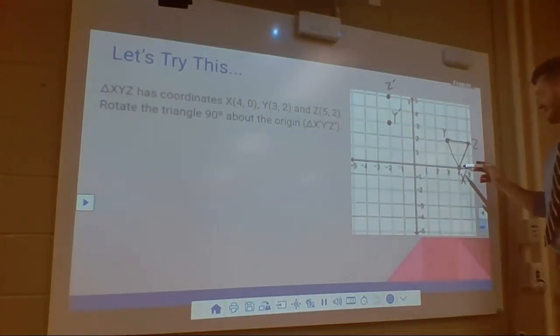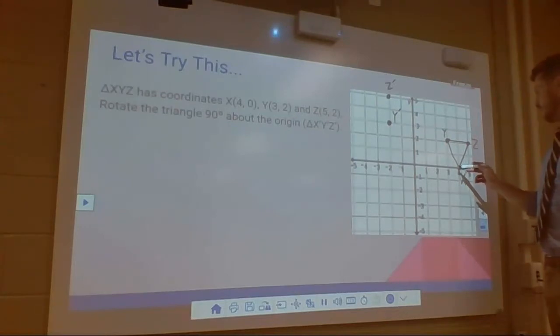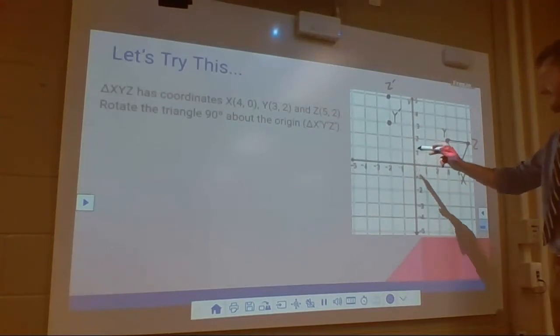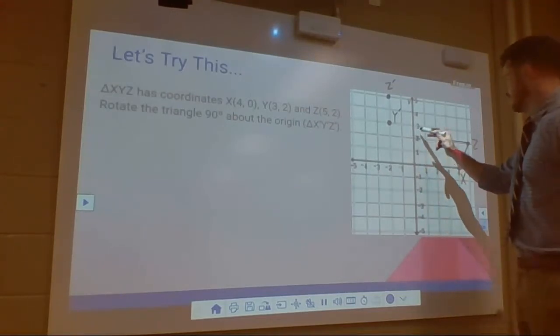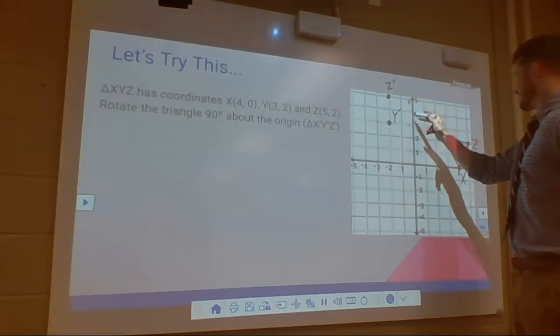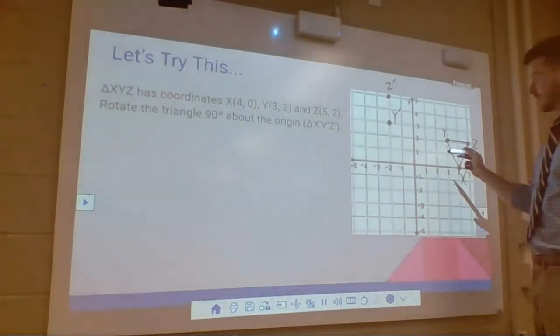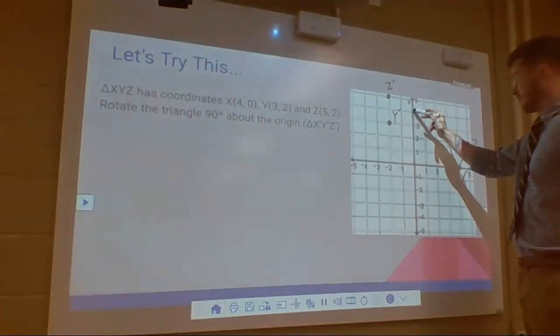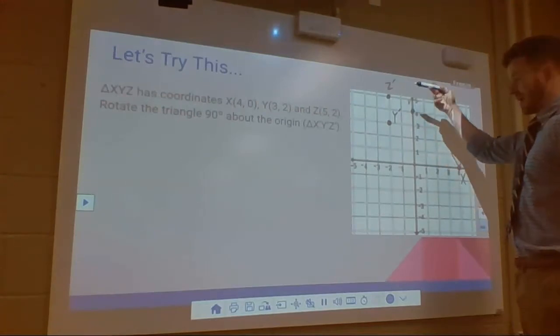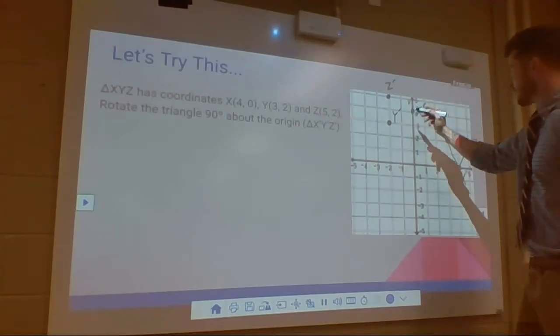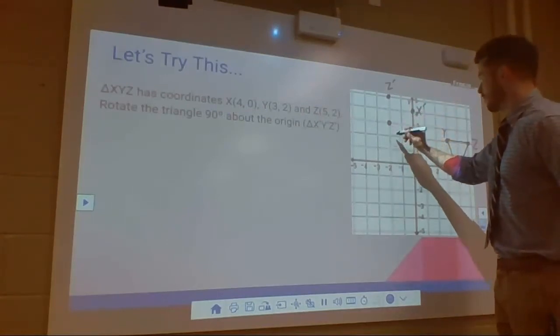Alright, now lastly, point X is 4 units away from the y-axis, and it's on the x-axis. It's 0 units away from the x-axis. So now it's going to be 4 units away from the x-axis. So 1, 2, 3, 4. And then 0 units away from the y-axis, because it was 0 units away from the x-axis here. So you're just basically swapping the axis, but keeping the distance the same. All right, so we have, let me write y prime right here.